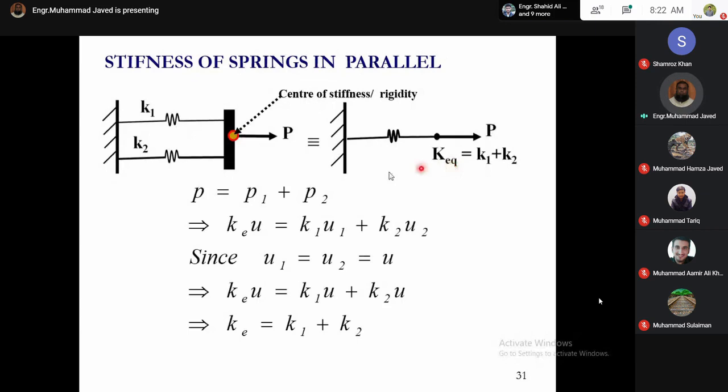The derivation is given in the below few lines. And the summary is that when springs are connected in parallel, the equivalent stiffness of this single spring, which is represented by Ke, is simply the sum of the stiffnesses of the springs which are connected parallel to each other.